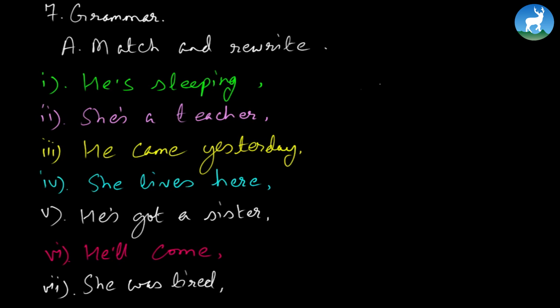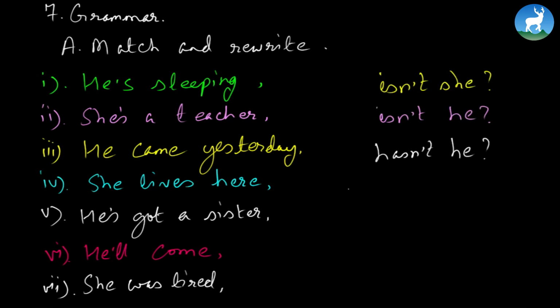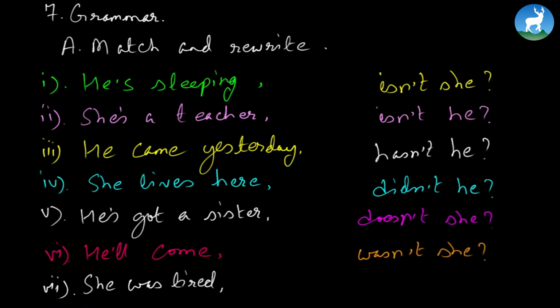And number 7, she was tired. Now, look at the examples that we have. I'm going to write it as is given in the book, all right? So the first option that the book has provided you is isn't she, isn't he, hasn't he, didn't he, doesn't she, wasn't she, won't he. Now this is how it goes. Now he's sleeping. Remember, positive statement, negative question tag. All the statements here are positive, by the way.